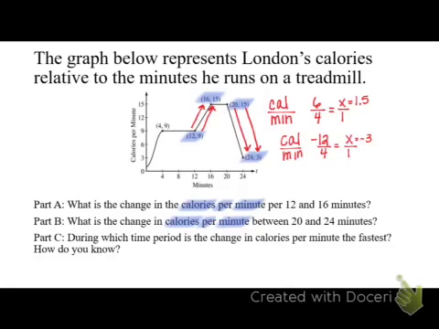For Part C, it says during which time period is the change in calories per minute the fastest, and how do you know? Well, if you are losing 3 calories in 1 minute, that is faster than gaining 1.5 calories in 1 minute. So the time period that is the fastest is between 20 and 24 minutes.